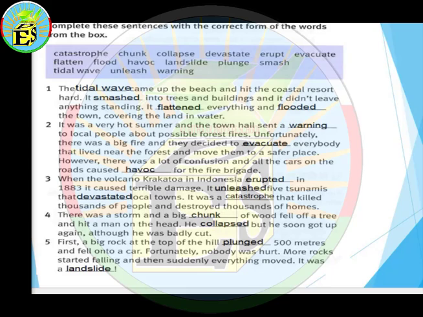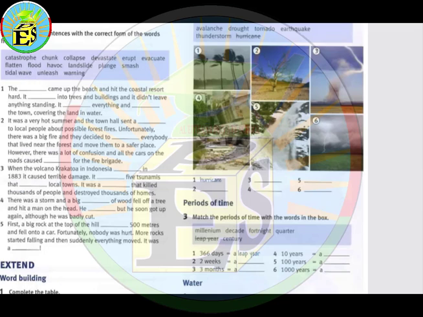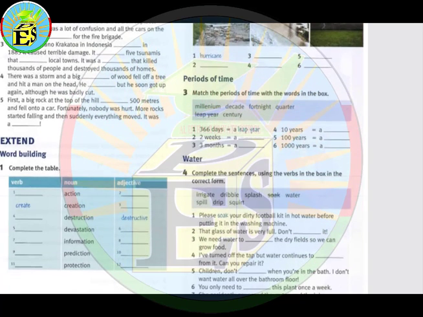Okay, good job. Now please go back to your students' books. Task number 2, extend. It's word building. Complete the table. How many columns do we have here? We have here 3 columns. The first heading verb, the second one noun, the third one adjective. They give you all the nouns. Action, creation, destruction, devastation, information, prediction, and protection. They want you to write the missing verbs and the missing adjectives.